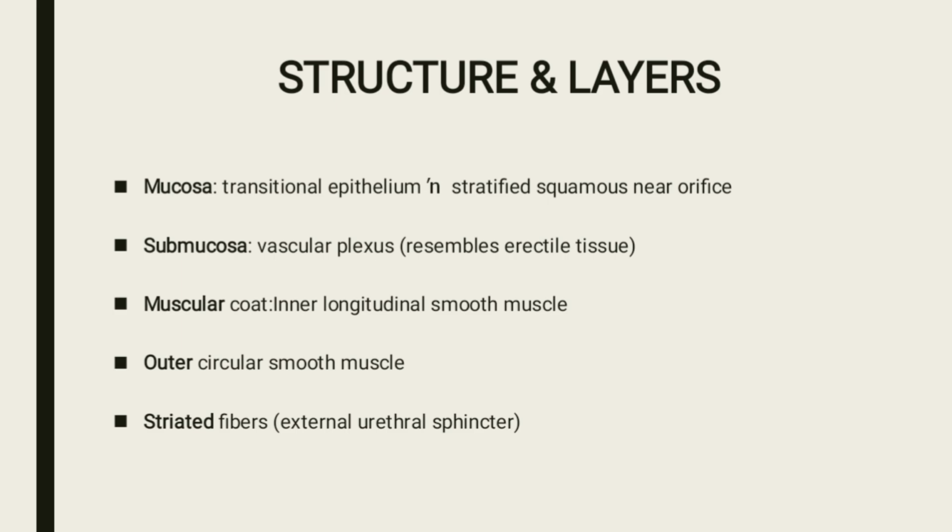What are the structures and layers of female urethra? The female urethra is composed of three layers. The mucosa is lined by transitional epithelium near the bladder, which changes to stratified squamous epithelium at the external opening. The submucosa contains a rich venous plexus, giving the urethra a spongy appearance. Surrounding this are smooth muscle layers with an additional contribution from the external urethral sphincter, composed of striated fibers allowing voluntary control.